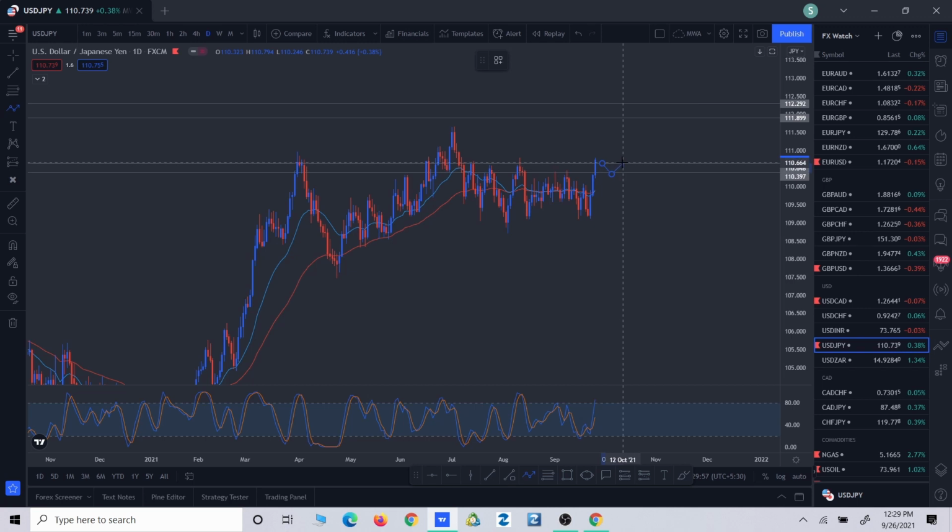Because the price is right into the previous resistance zone, if we find some kind of double top pattern on the 4-hour chart or the 1-hour chart, we can look to go short in this market, considering this one as the target, as this is going to be a strong support zone on the daily. So that's going to be one scenario.